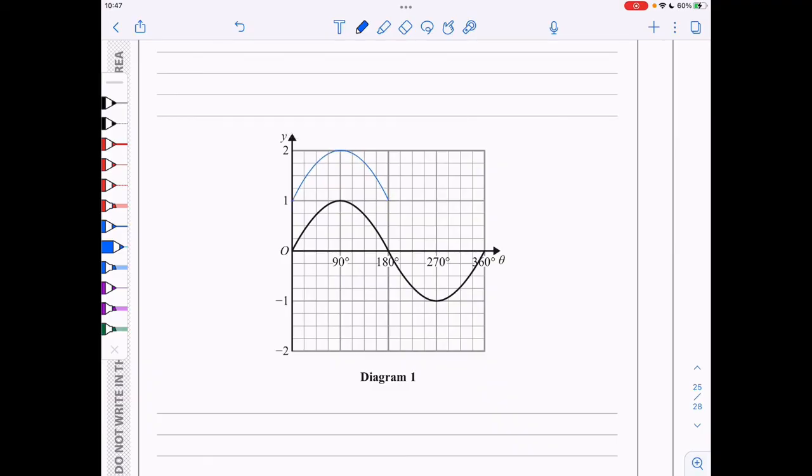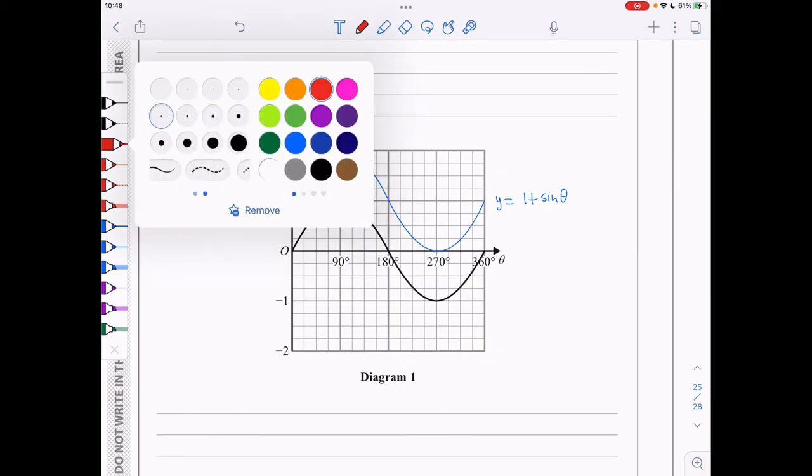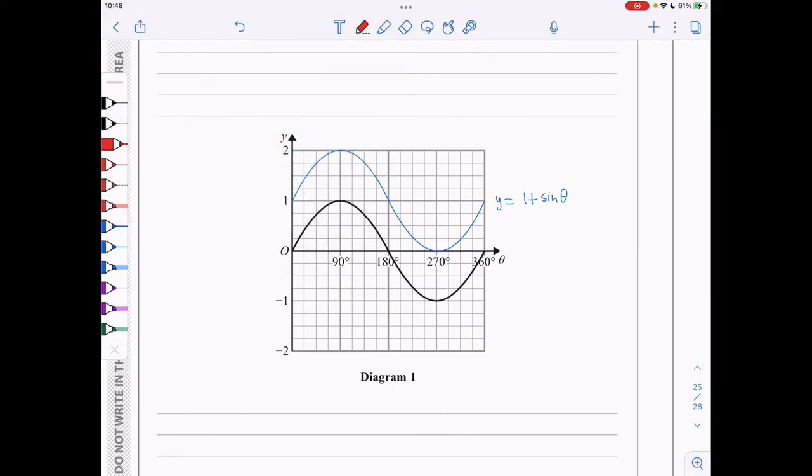So all the y values get added 1. So this is 1 plus sine theta. And for tan theta, we know that the characteristic of the tan wave is that we've got asymptotes at 90 and then every 180 degrees. Asymptotes are lines through which we do not pass and we just approach.